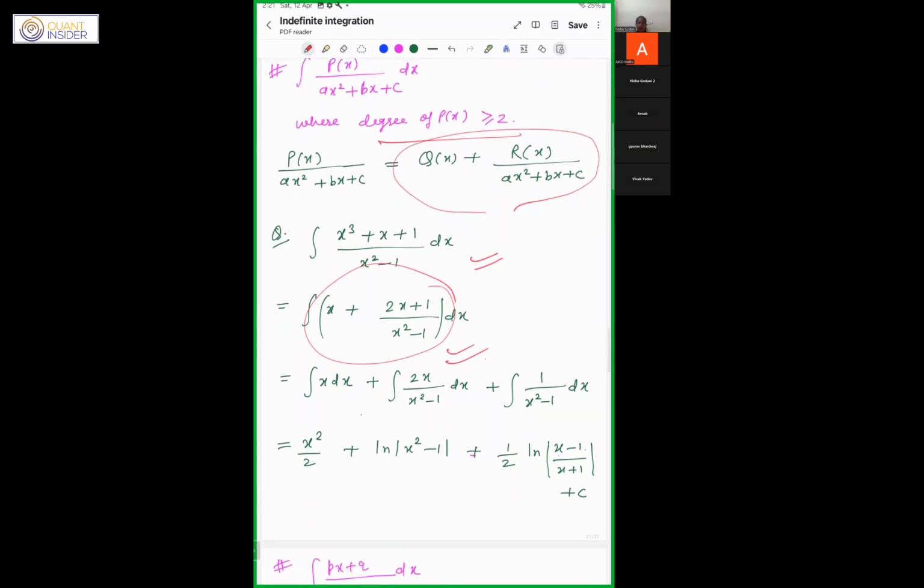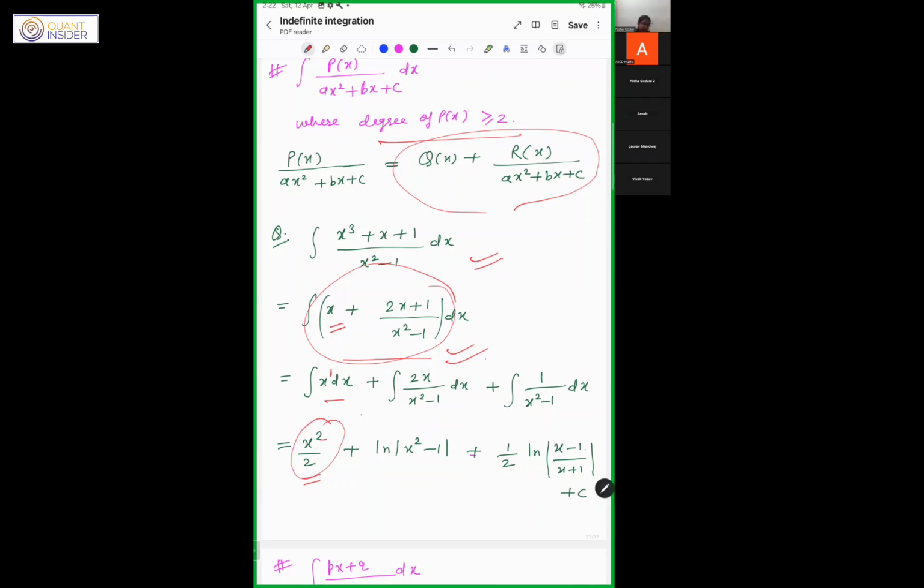So after doing that division, you have this step: x plus (2x plus 1) upon x square minus 1. Now what to do? The integration of x can be easily written. The integration of x is x square by 2, because you have x to the power 1. When you integrate, the power is increased by one, so 1 plus 1 is 2, x square, and that 2 will be in the denominator also. So you have the integration x square by 2.